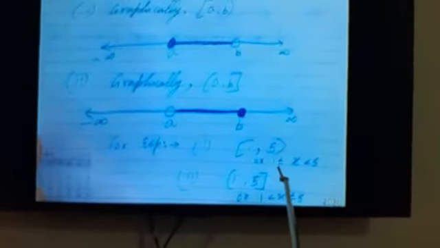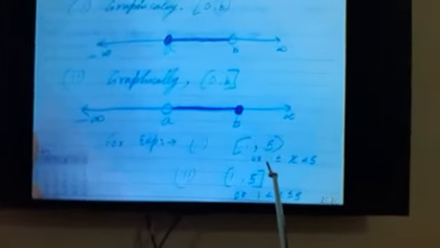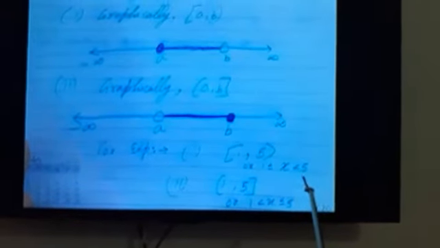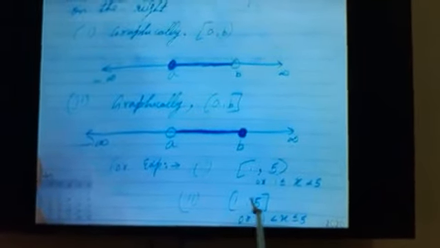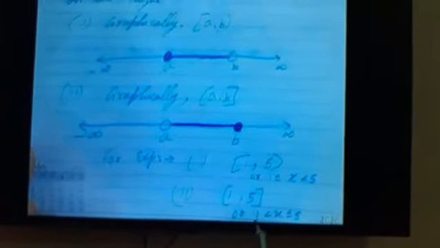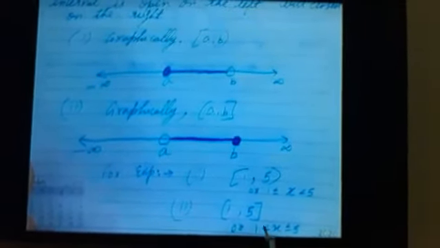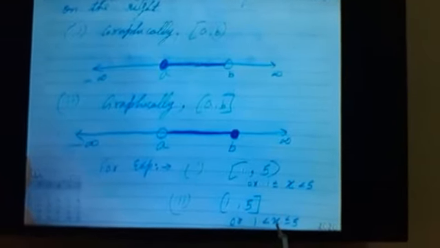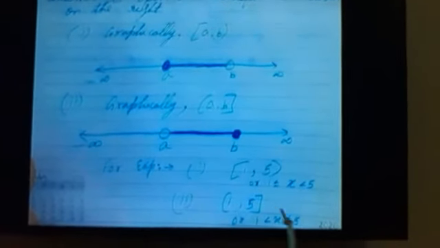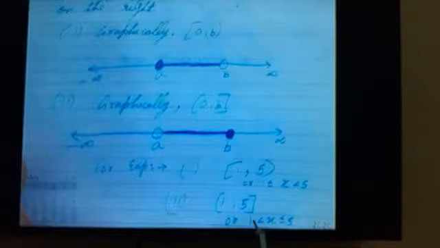For example, [1, 5) semi-open and semi-closed, it means it will include all the values in between also, 1 also, but not include 5. Listen carefully. Now second point, (1, 5], 1 open and here closed, 1 is less than x is less than or equal to 5, it will include all the values in between 1 and 5, 5 also but not include 1.